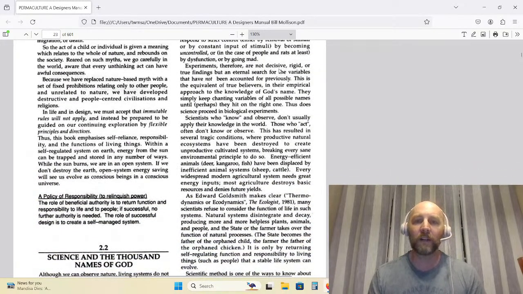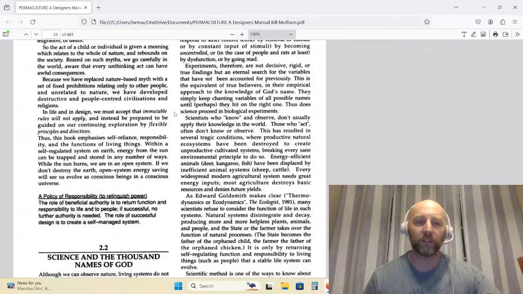Experiments, therefore, are not decisive, rigid, or true findings, but an eternal search for the variables that have not been accounted for previously. This is the equivalent of true believers in their empirical approach to the knowledge of God's name. They simply keep changing variables of all possible names until, perhaps, they hit on the right one. Thus does science proceed in biological experiments. Scientists who know and observe don't usually apply their knowledge in the world. Those who act often don't know or observe.